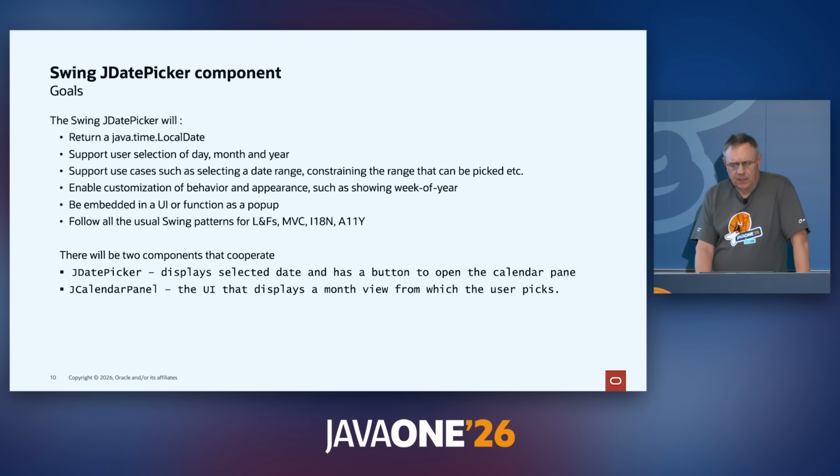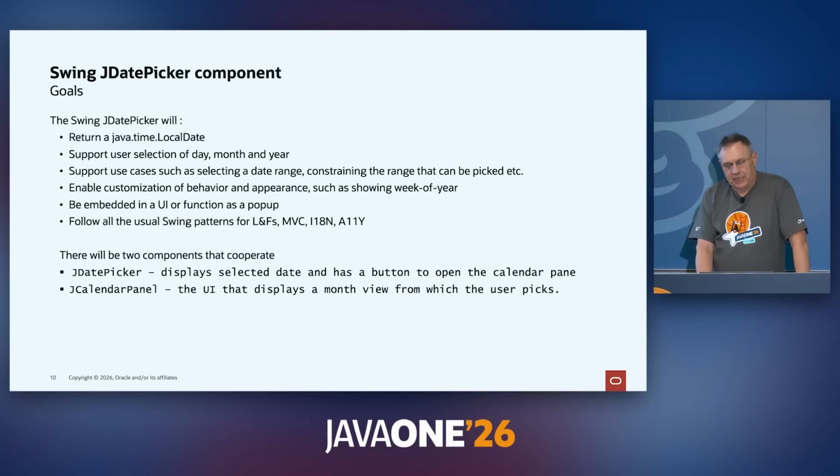And we have been working on what our goals for this would be. And first, like the FX date picker, the Swing date picker will return a Java time LocalDate. If we'd done this a long time ago, before the Java time API, it would have been a Java util Date, and we would have regretted it ever since. But there's procrastination.